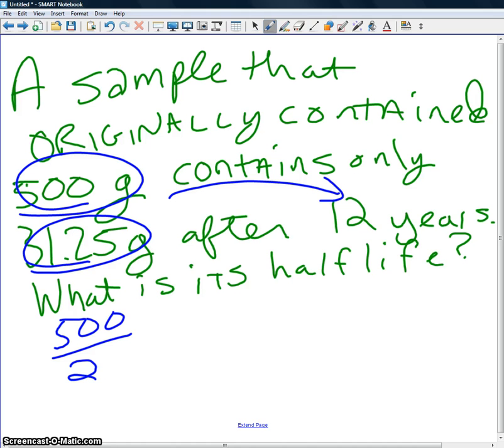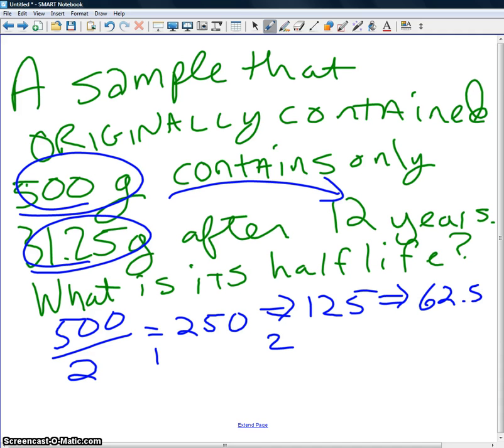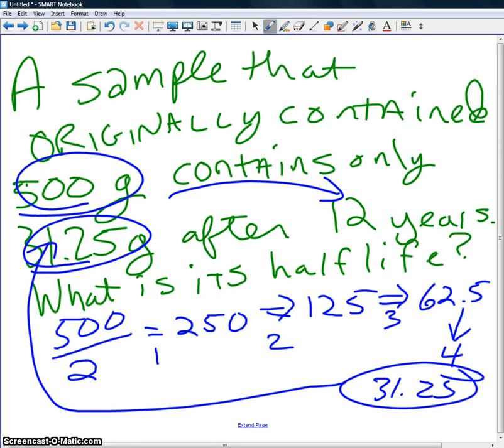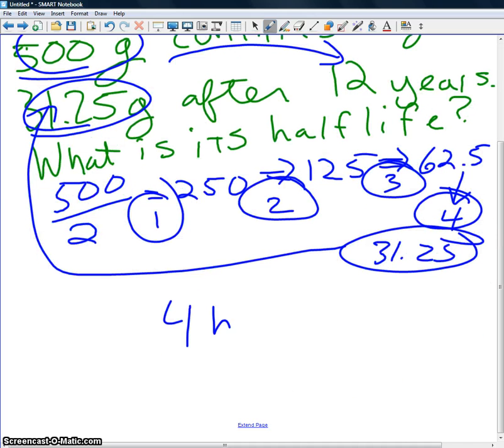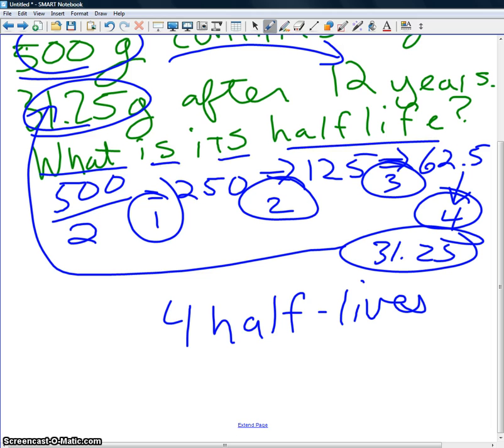So let's figure this out by first finding out how many times it's cut itself in half. If we cut 500 in half, the original sample, we now have 250. That's after one half-life. After 2 half-lives, we're going to have 125. After 3 half-lives, we're going to have 62.5. And after 4 half-lives, we're going to end up with 31.25. That's our magic number. So we know it's taken 1, 2, 3, 4 half-lives. So the answer is it took 4 half-lives, but that's not the question this time. That was our question last time. This time the question is, what is its half-life?